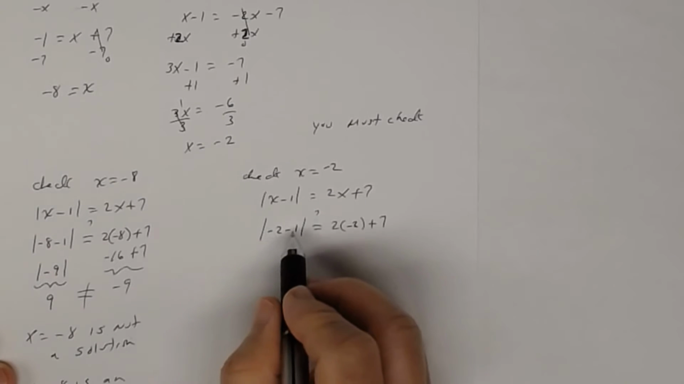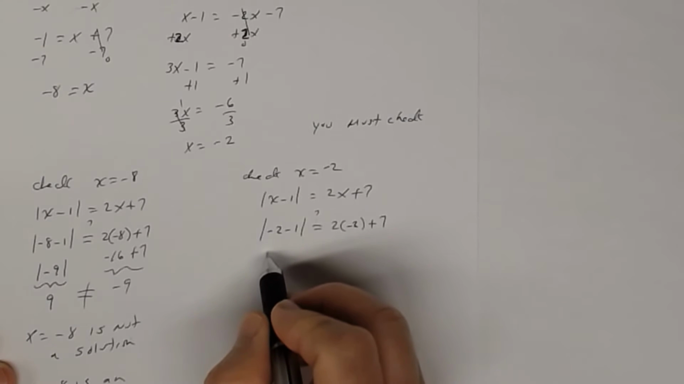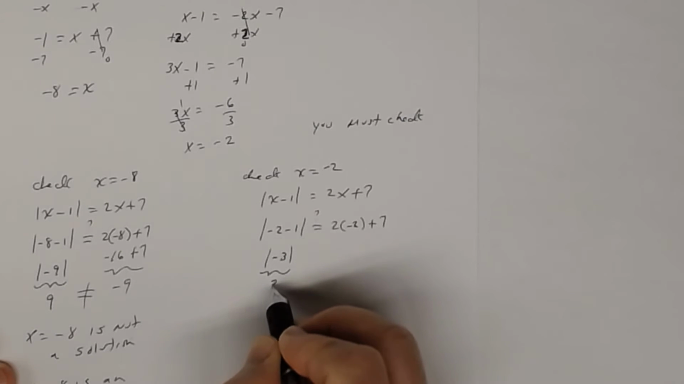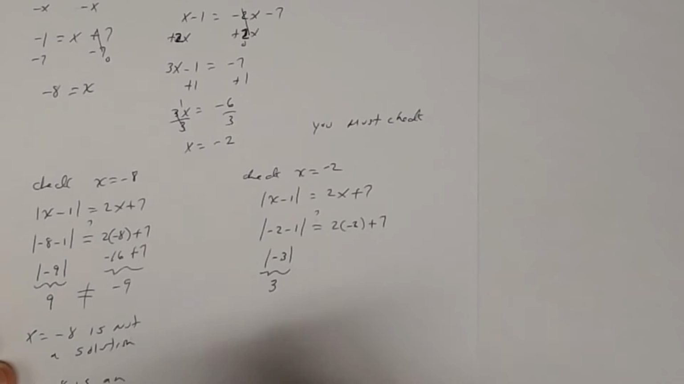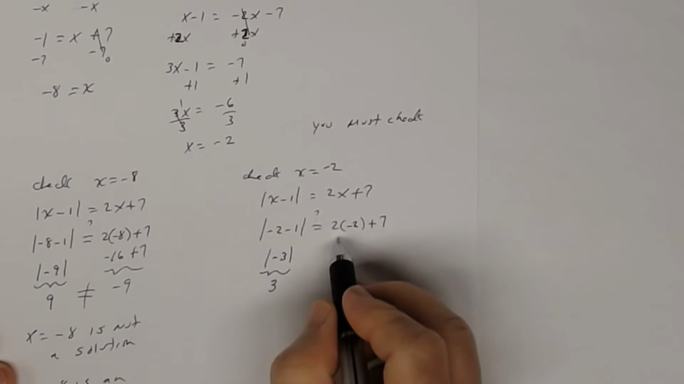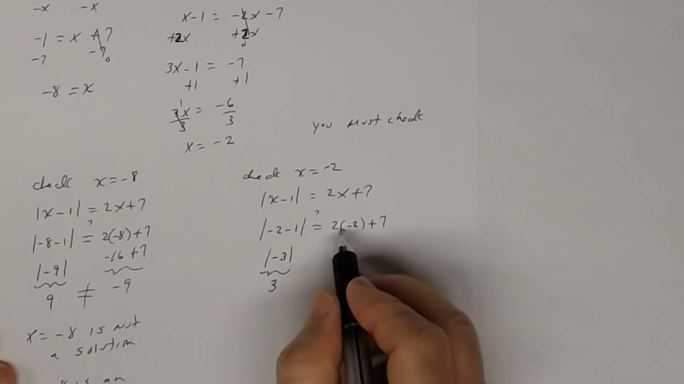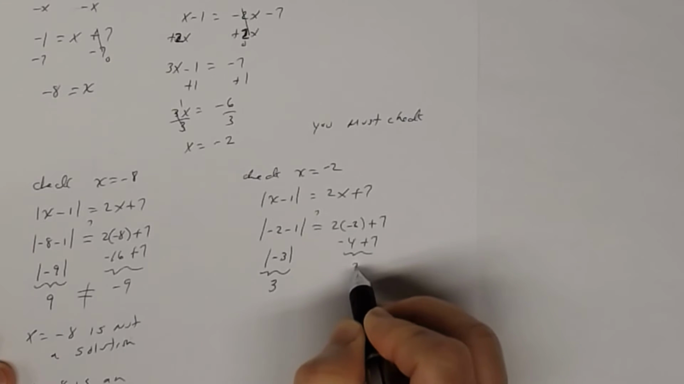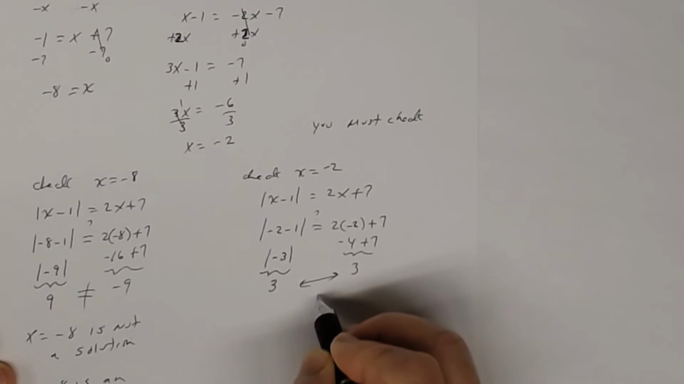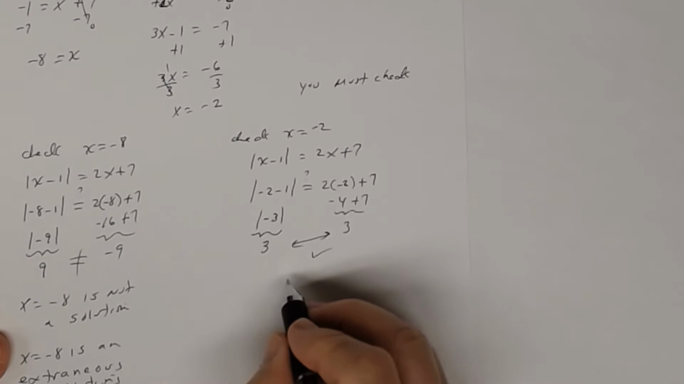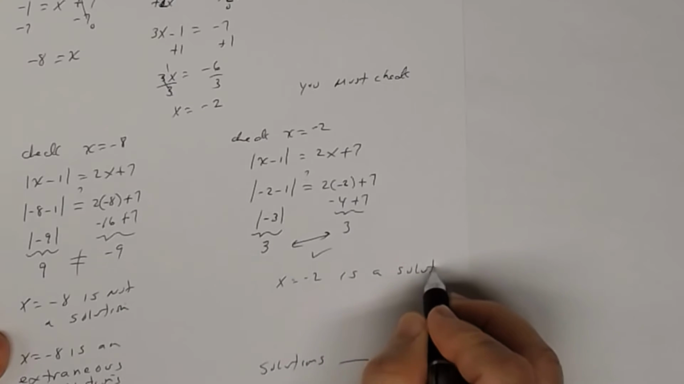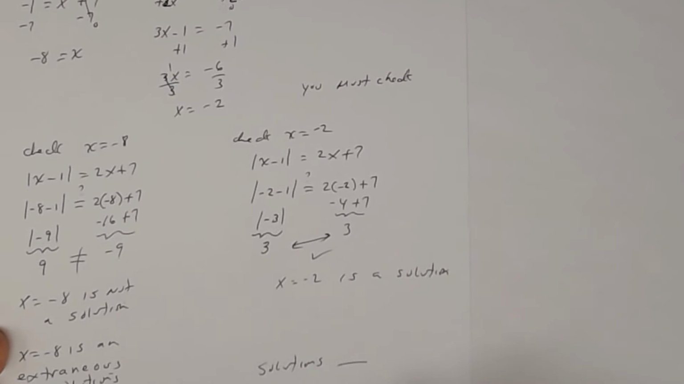A negative 2 and a negative 1 is a negative 3. So I have the absolute value of negative 3, which we all know is a positive 3. So on my left side is 3. And then on my right side, 2 times a negative 2 is a negative 4, and a negative 4 plus 7 is a positive 3. So notice those two are equal. So x equal negative 2 is a solution to the original equation.